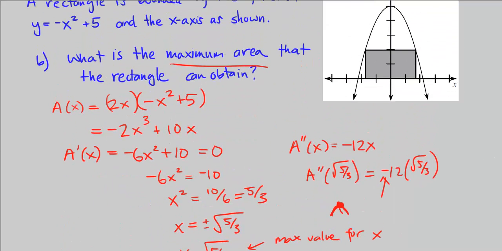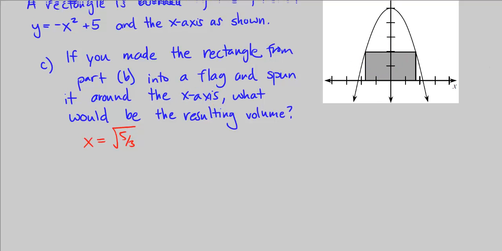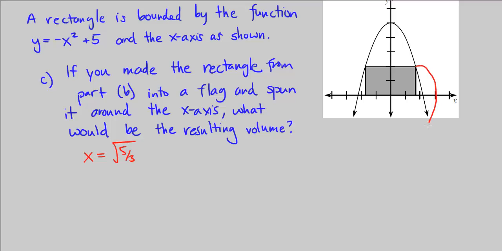part C. Part C says, if you made the rectangle from part B, and remember the value for x from part B was square root of 5 over 3, the whole thing's in the square root. If you made it into a flag and spun it around the x-axis, so if we made this region a flag and then we spin it around the x-axis, we're going to get a cylinder here, right? We're basically making a cylinder. What would be the resulting volume?